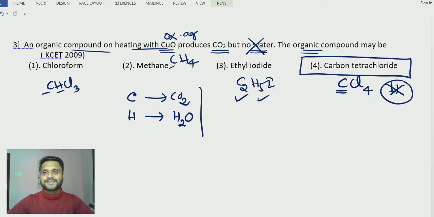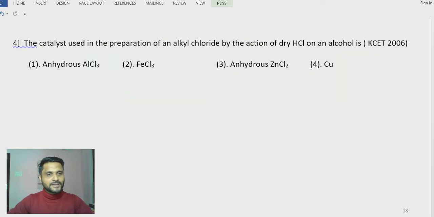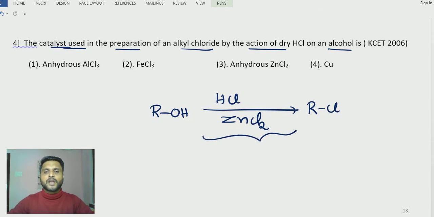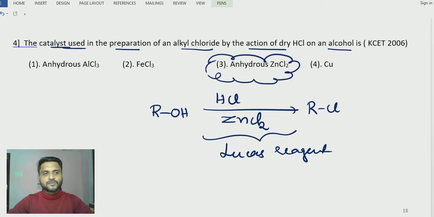Question number 4. The catalyst used in the preparation of alkyl chloride by the action of dry HCl on alcohol is? Suppose I make use of alcohol and HCl, the reaction may be slow. For that we make use of anhydrous zinc chloride to give alkyl chloride. This composition is called the Lucas reagent. Remember, Lucas reagent. Clear? So the answer is option number 3. Anhydrous zinc chloride acts as the catalyst, right?